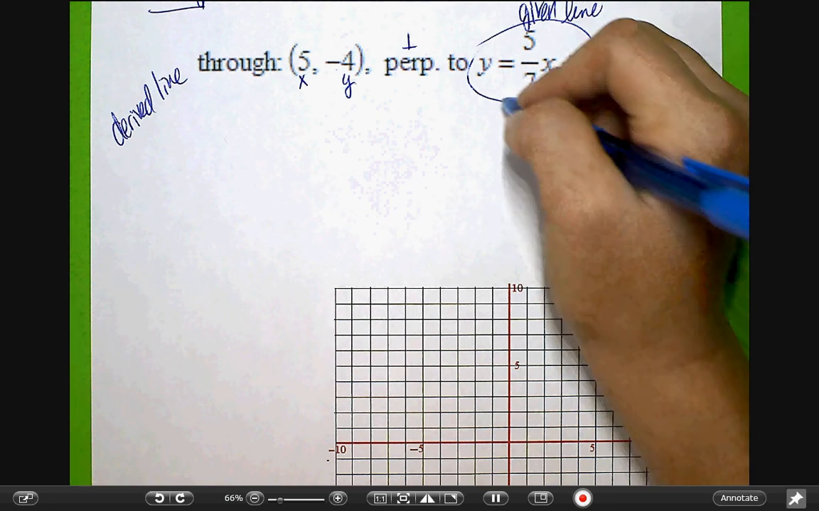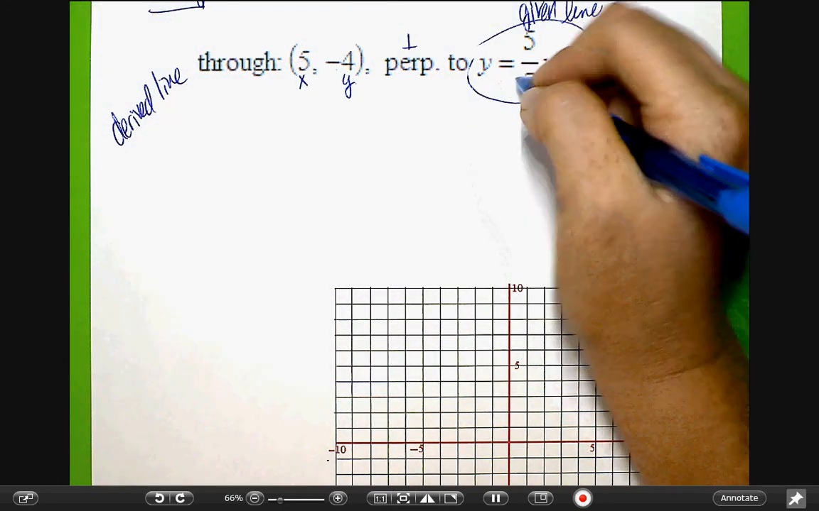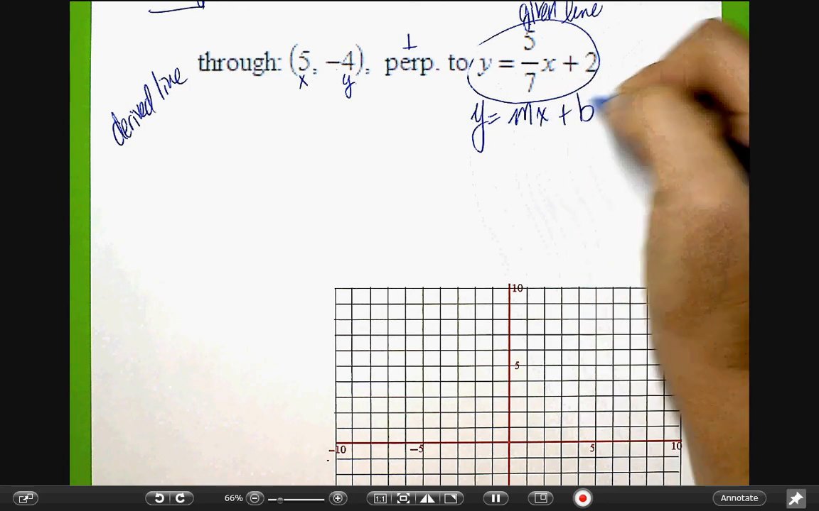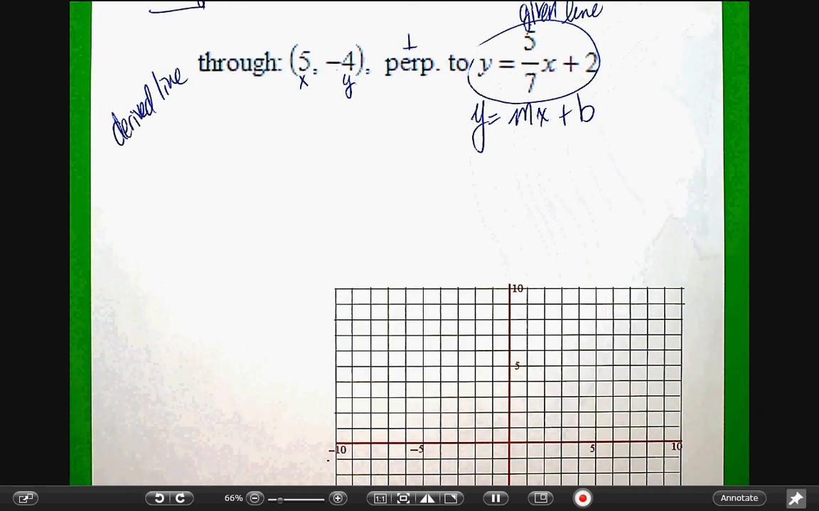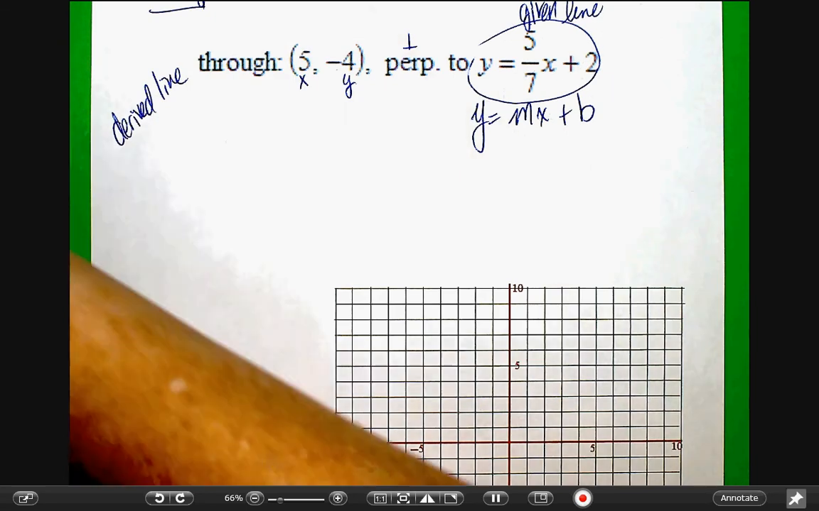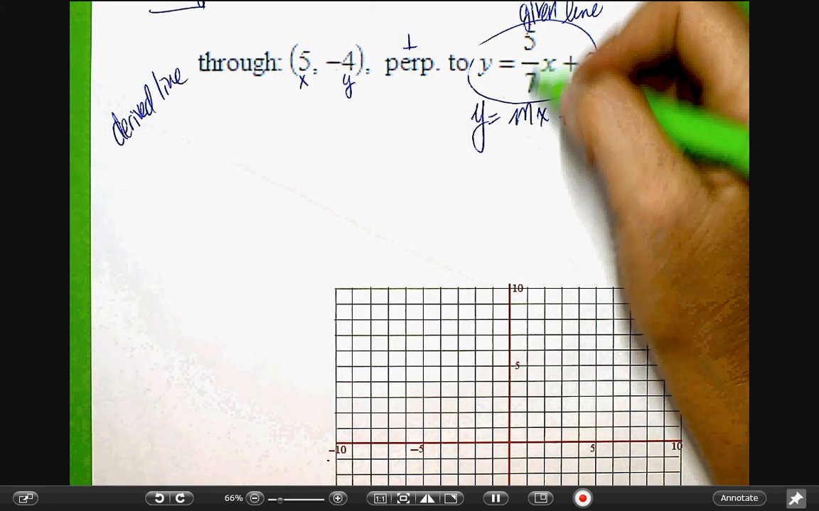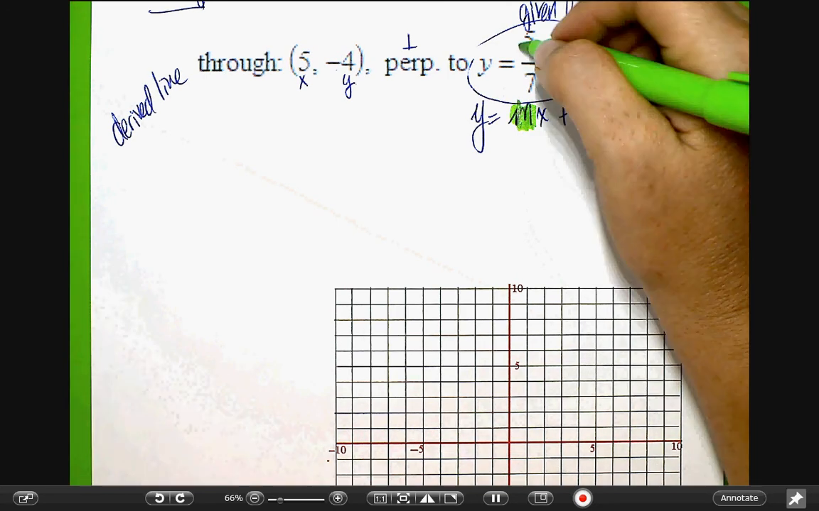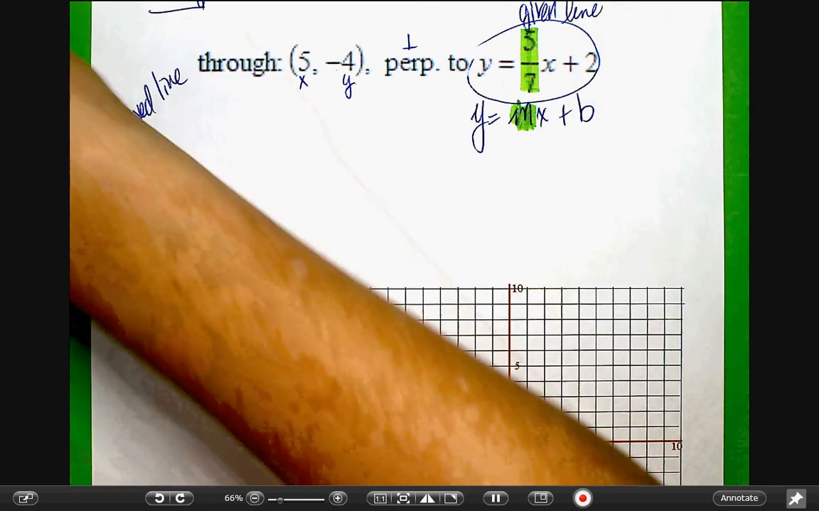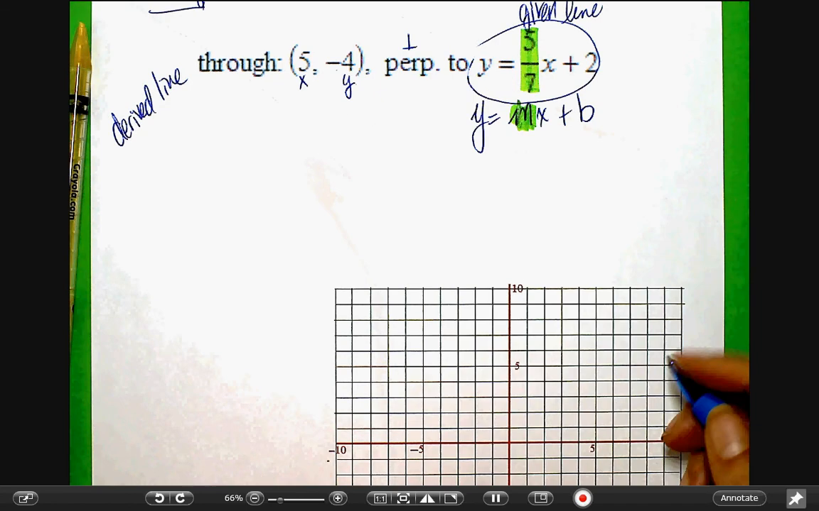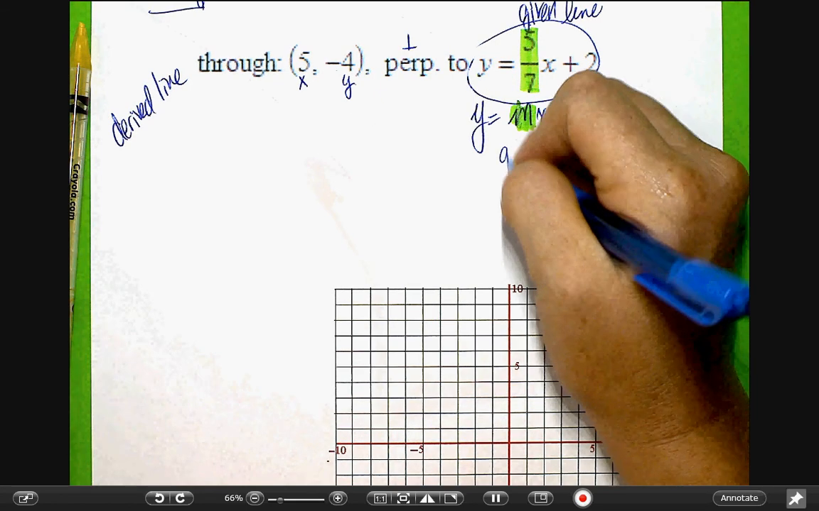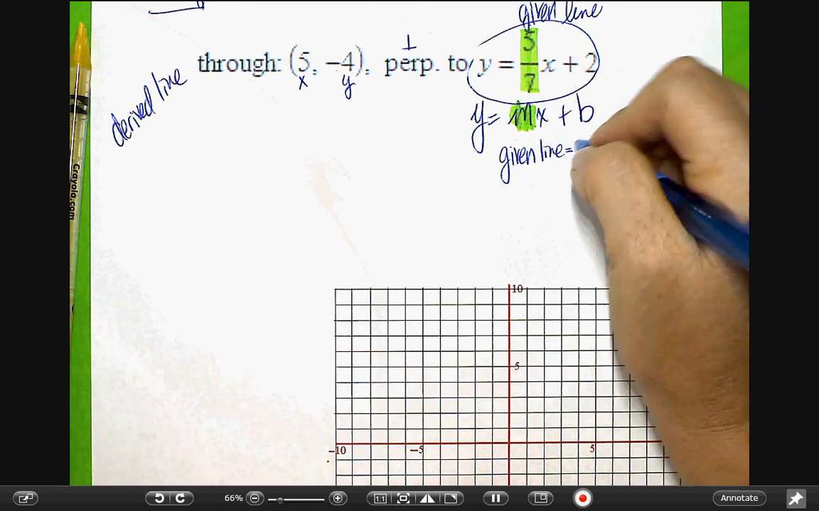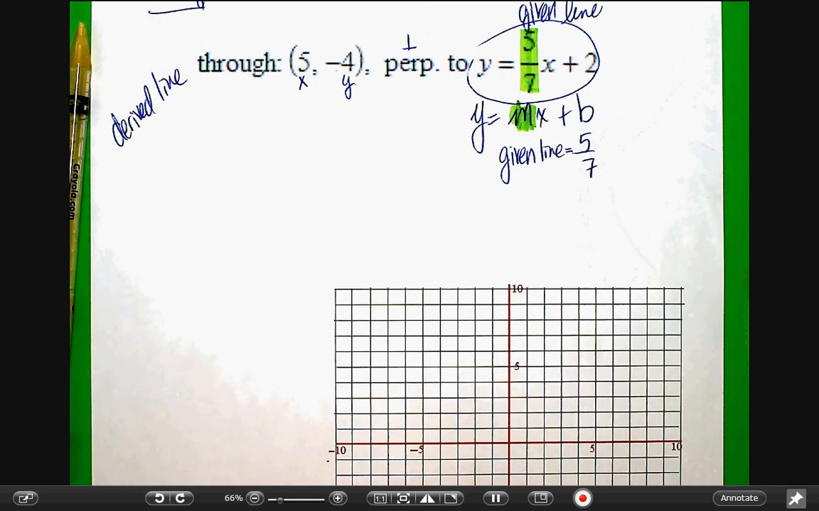So for our given line, first we want to write y equals mx plus b and ask ourselves what we can find. Y equals mx plus b, right underneath. Highlight the m, which is your slope. Highlight what's right above it. So our given line slope, we're just going to write given line. The given line slope has to be 5/7.